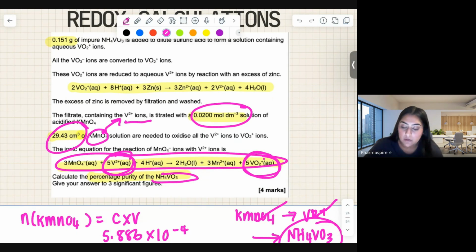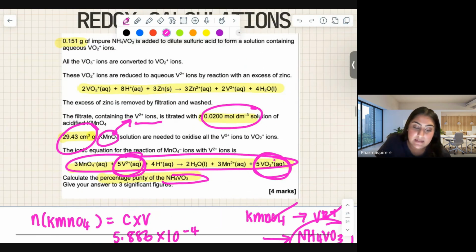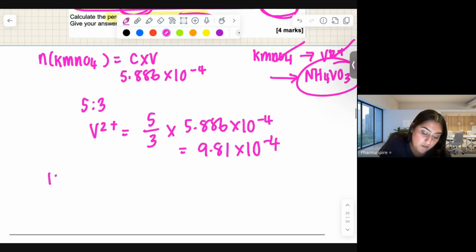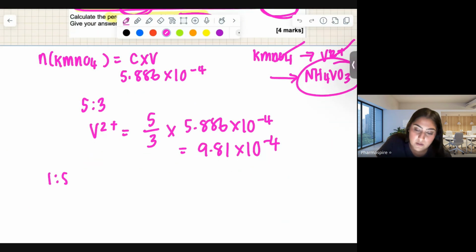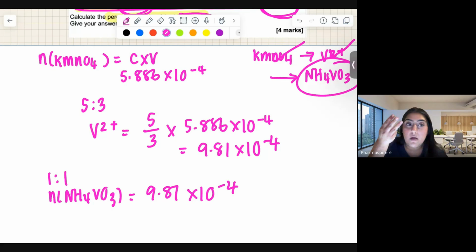Okay. So with NH4VO3, they basically said that it's converted to VO2+. That's why I've got the VO2+, and that's why I'm using that. They're both a 1-to-1 ratio because they're both 5. That's why I've ended up getting a 1-to-1 ratio. So there's that. Then that means my moles for NH4VO3 is 9.81 times 10 to the power minus 4 as well. Those are the 3 marks that will get you the same thing all the time in redox.